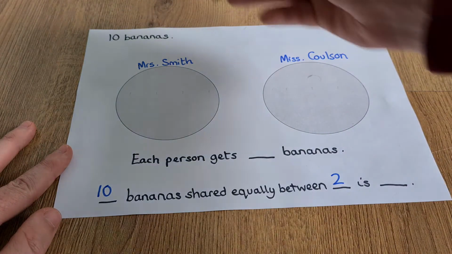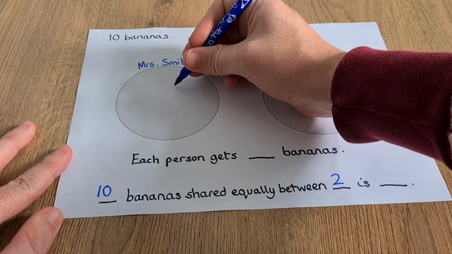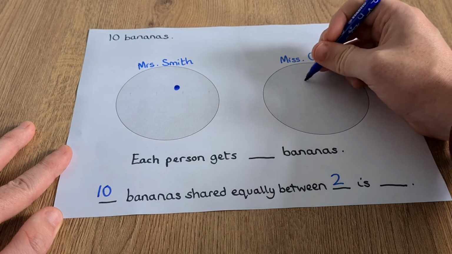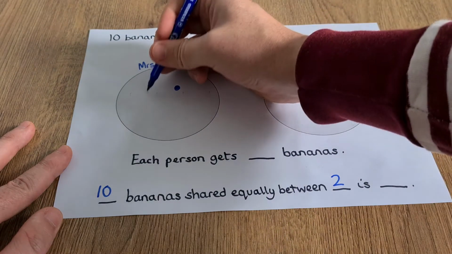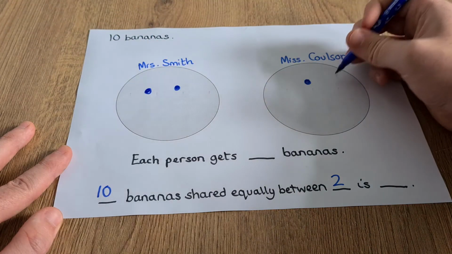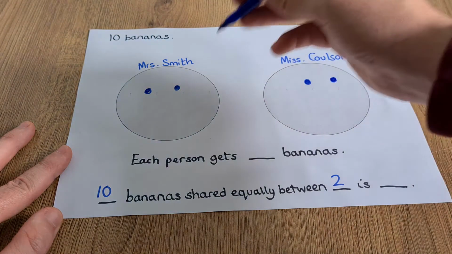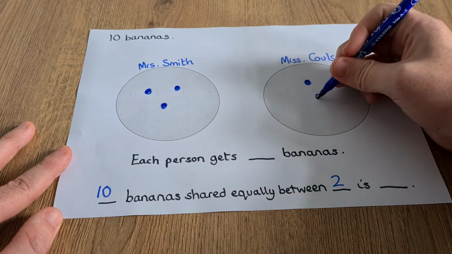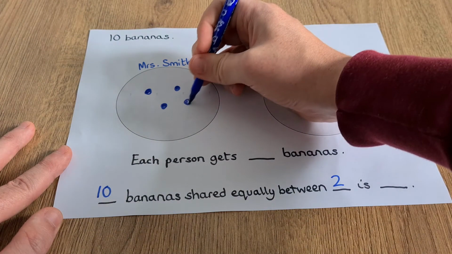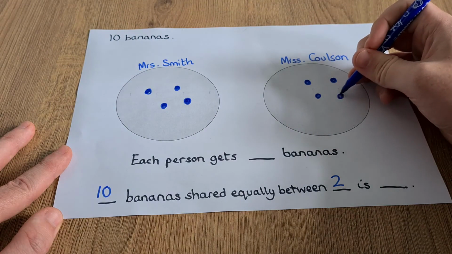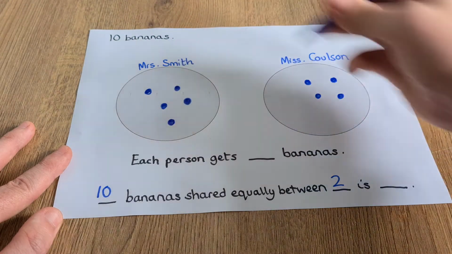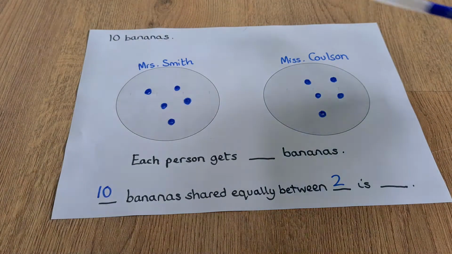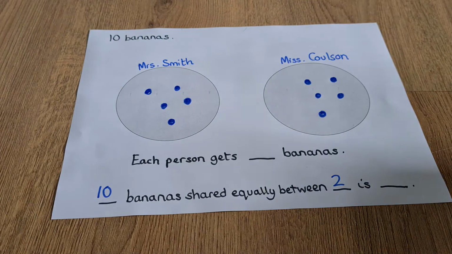So I've got 10 bananas. I'm going to give Mrs. Smith. So 1 banana is gone. 2 bananas. 3 bananas. 4 bananas. You see I'm going one at a time to each person. 5 bananas. 6 bananas. 7 bananas. 8 bananas. 9 bananas, 10 bananas. So I've shared my 10 bananas one at a time to each person.